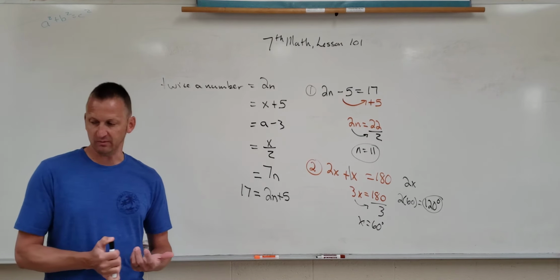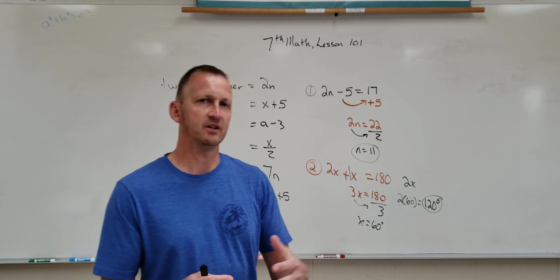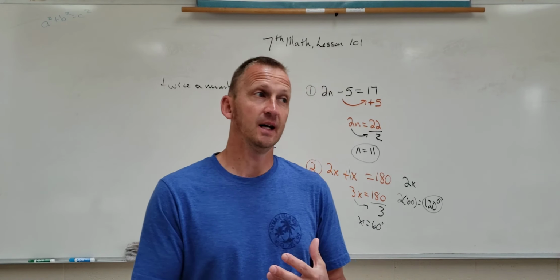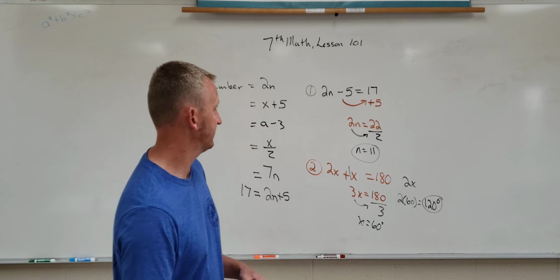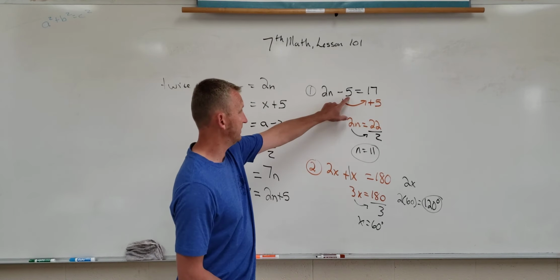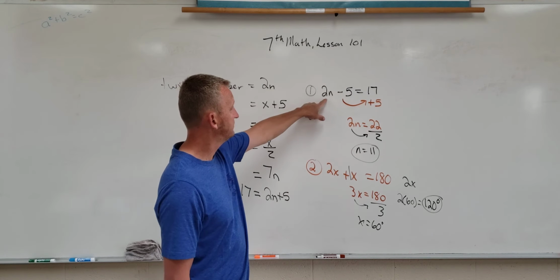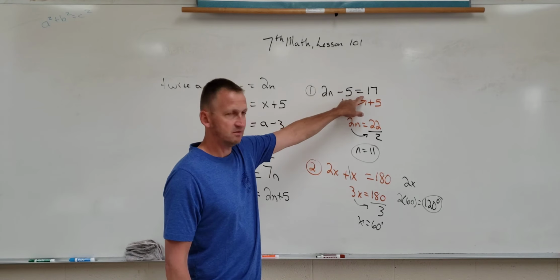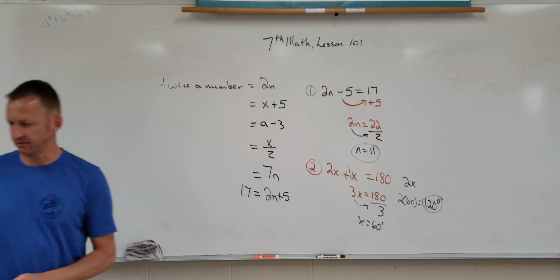With these word problems, such as example 1, take them phrase by phrase, just like in grammar, where you are diagramming or you're looking for phrases, take them phrase by phrase. 5 less than, minus 5. Twice a number, 2n. Is, that's our equals, 17. Break it down phrase by phrase before you solve.